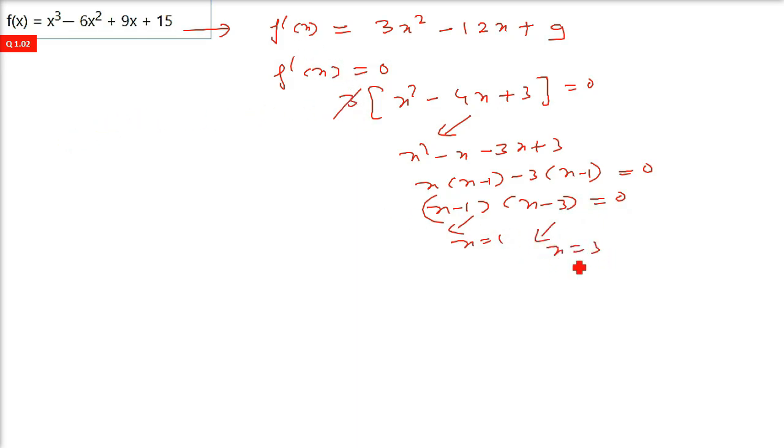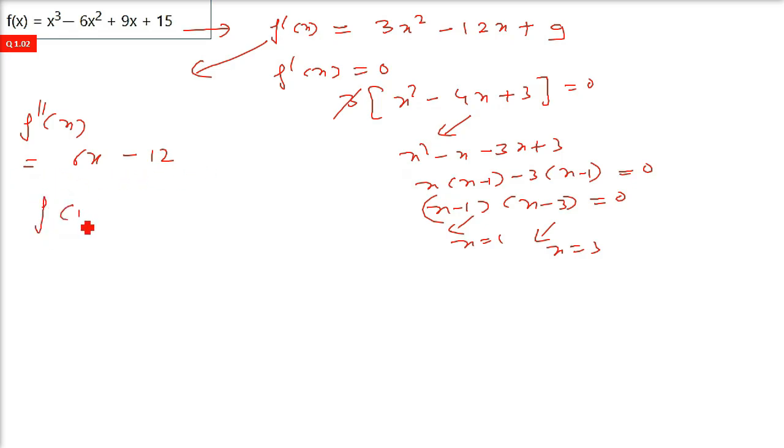When you got x equals 1 and x equals 3, these values have to be placed in the f double prime x. That is, you have to differentiate the differentiation. Double differentiation I'm talking about. So f double dash x is 6x minus 12. This is the double differentiation.